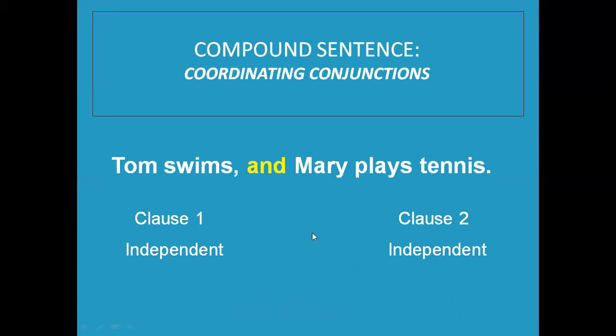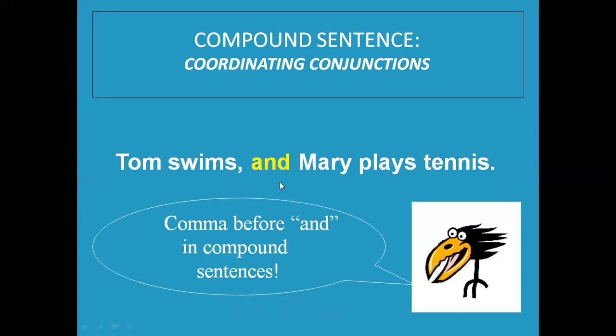Here is again an example using and for a compound sentence. Remember, before writing a compound sentence, take into consideration the punctuation also, of course. Sometimes we forget to put a comma before and, but it would be better if we put a comma before the conjunction and.